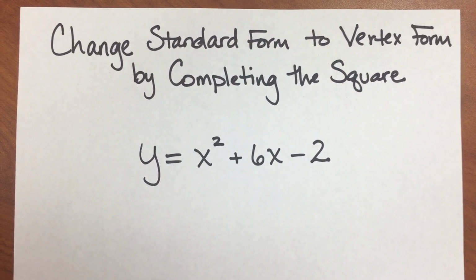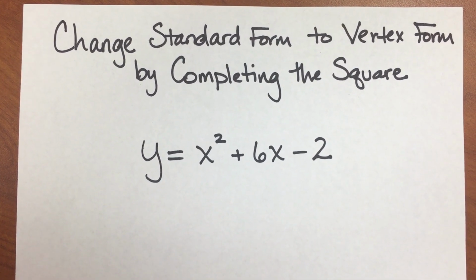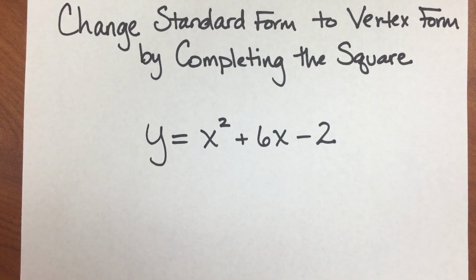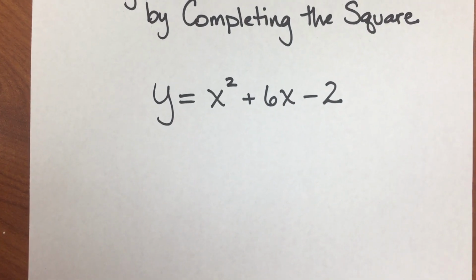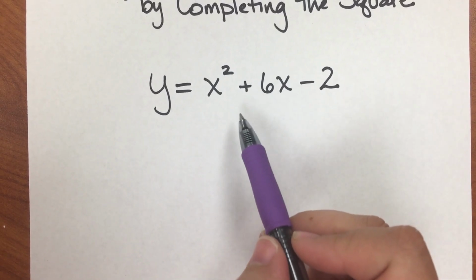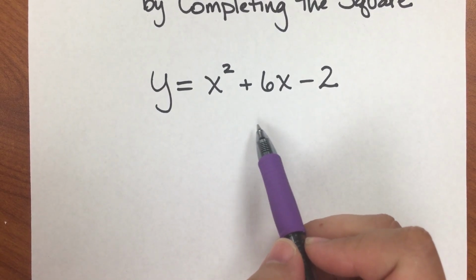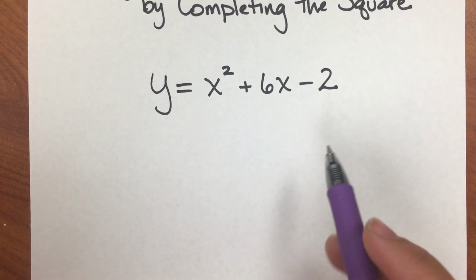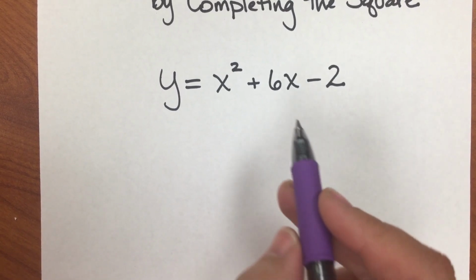Today I'm going to show you how we can change a quadratic equation from standard form to vertex form using the process called completing the square. I have the equation y equals x squared plus 6x minus 2. This is not a factorable equation, so I can't factor it using my regular area model and my diamond. So instead I'm going to complete the square.